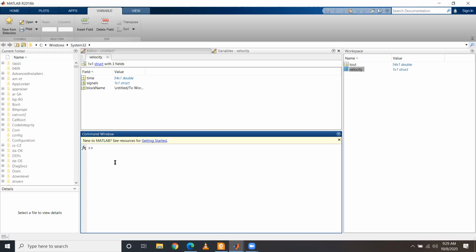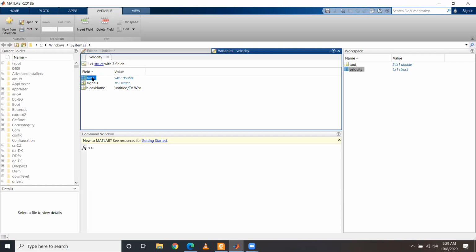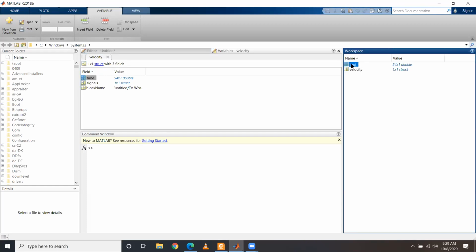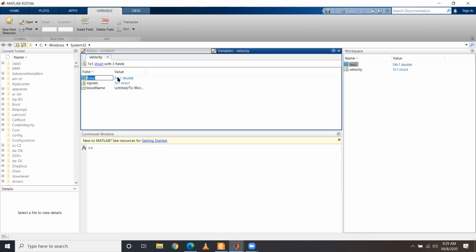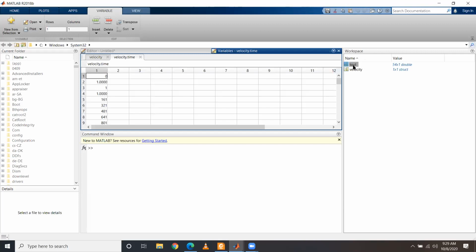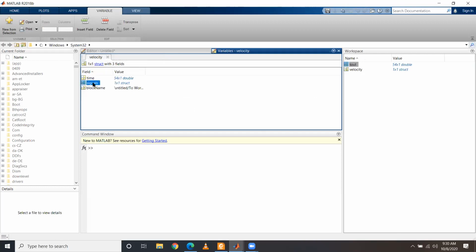If you double click the velocity structure, you see that there are three data, the time data again. We already have tout, but we also have another time data. Looking at the size, you can already tell that these are the same ones, right? You can also check. If you check them, you see that they are the same. Next we have something called signals, and the last one, block name. Block name is not important. This is just a string, not important for us.